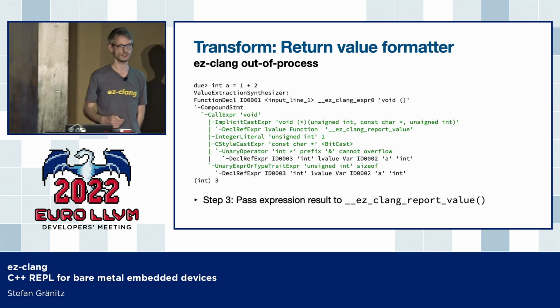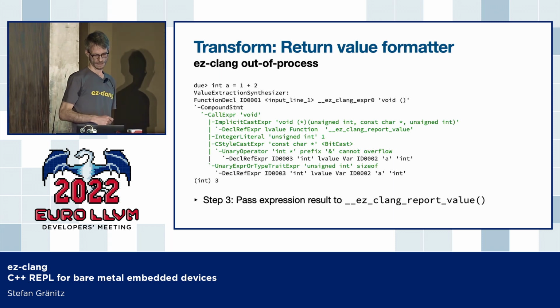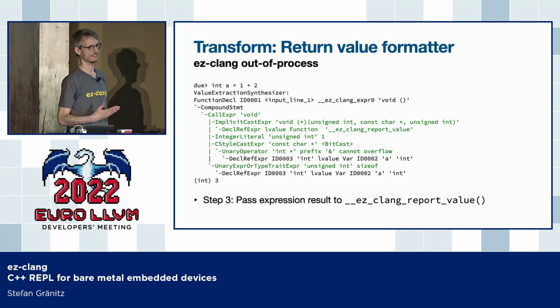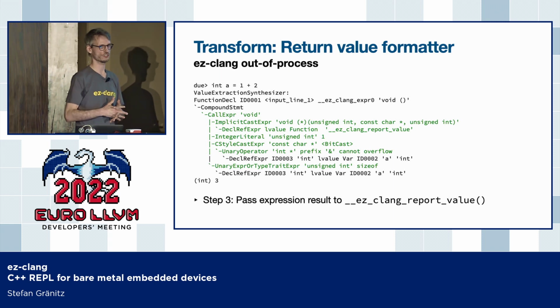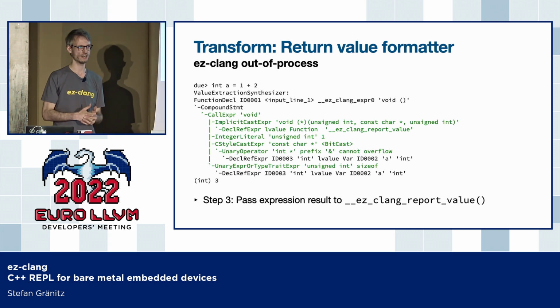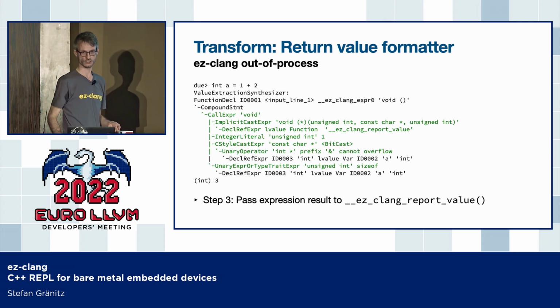It's also a runtime, a compile time constant, so we have no problems here. What we don't know is the address of the future expression result memory. And we also don't know the address of the ez-clang report value function now. So we just insert expressions that will compile down into relocations that will be resolved from git link in the end, just like every other relocation would be resolved to external dependencies.